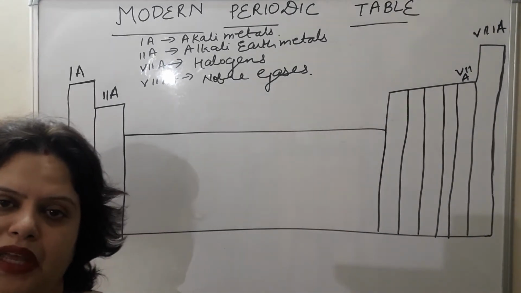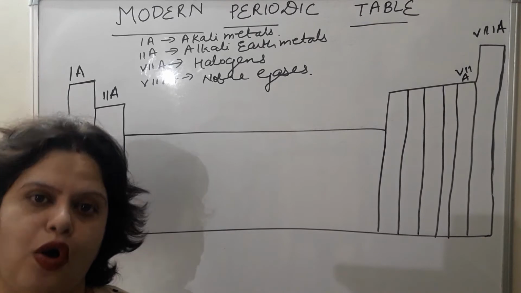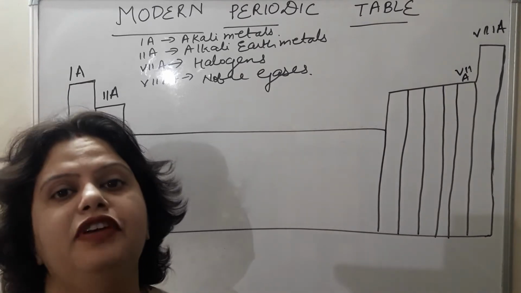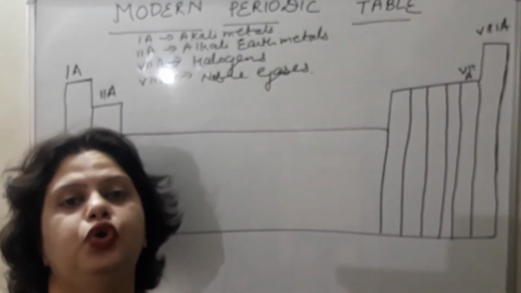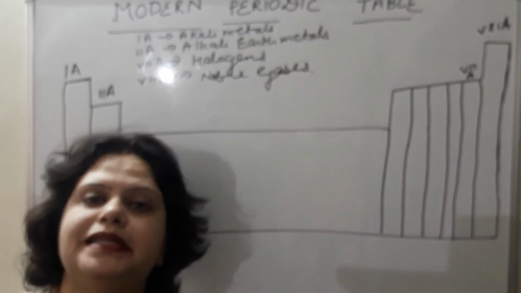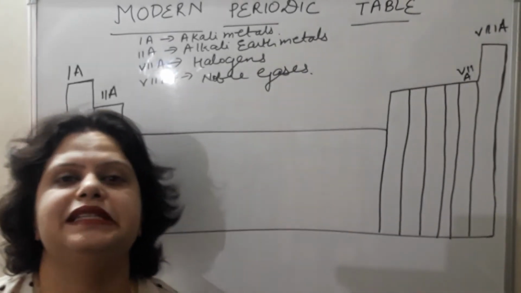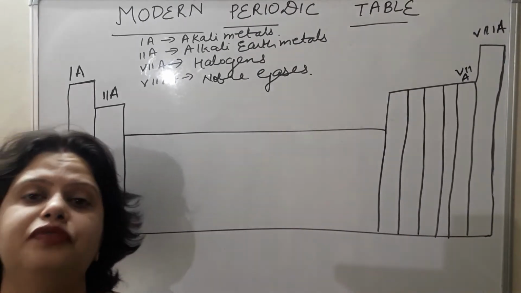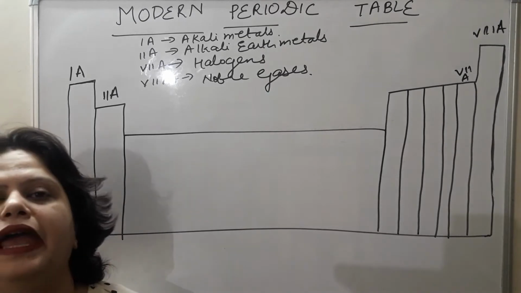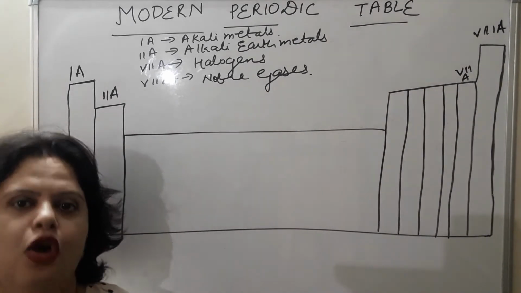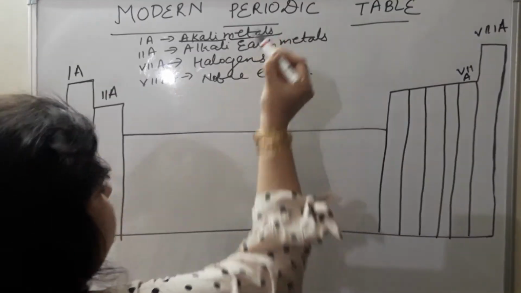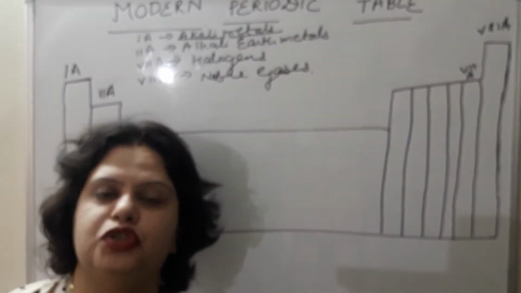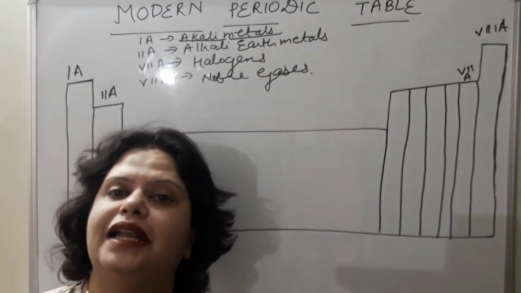What are alkalis? Such metallic oxides or hydroxides which are soluble in water are known as alkalis. Alkalis are the soluble bases. So elements which are present in group 1A are also known as alkali metals because their oxides and hydroxides dissolve in water completely. Alkali means soluble bases, because all alkalis are bases, but all bases are not alkalis. Alkalis are the soluble bases.